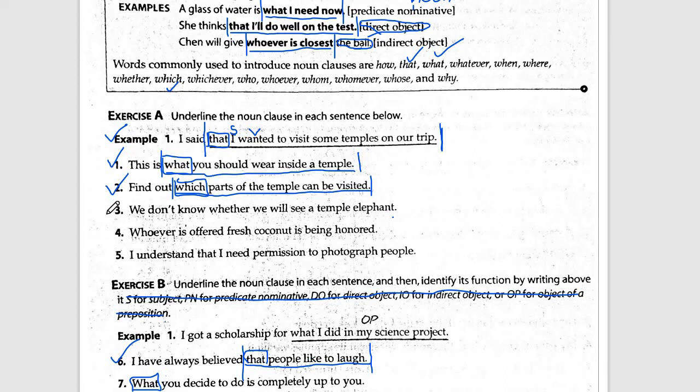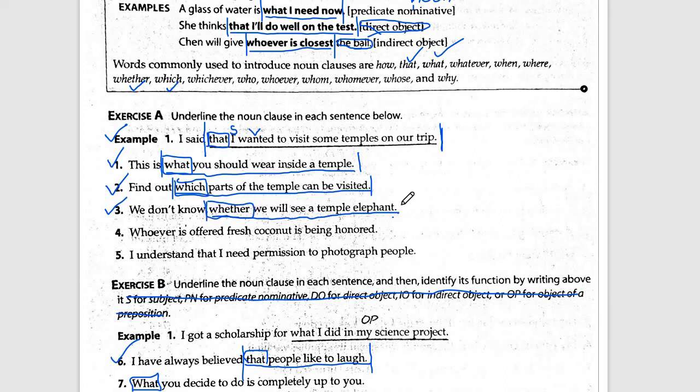Let me look at number 3. We don't know. We don't know. It could end there. A sentence could end there at we don't know. That's a complete sentence because you got your subject verb. But what I'm looking for is my indicator word, whether. And then I know that the rest of it can be replaced with the word something. We don't know something. We don't know whether we will see a temple elephant. Sorry about the sloppiness there. We don't know whether we will see a temple elephant.